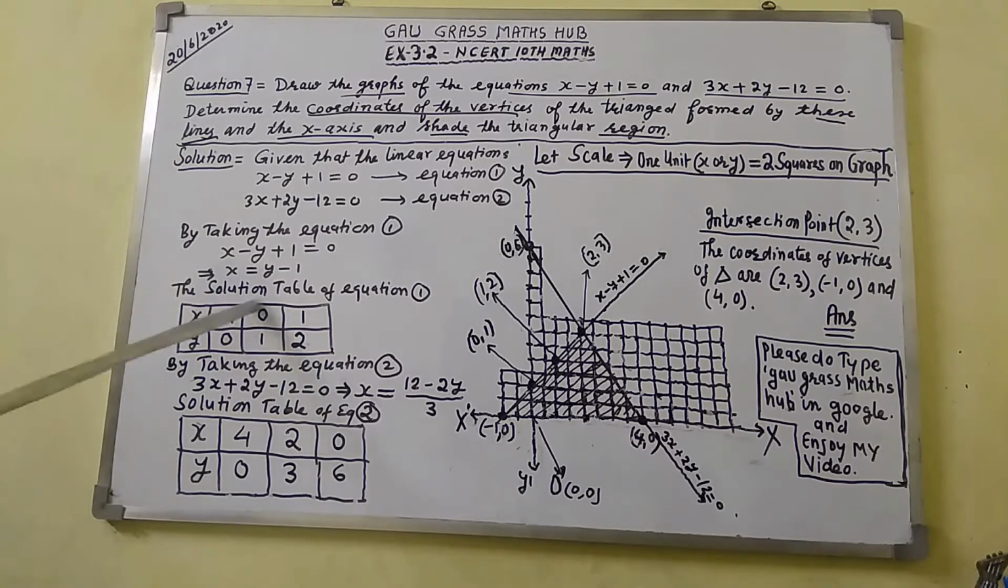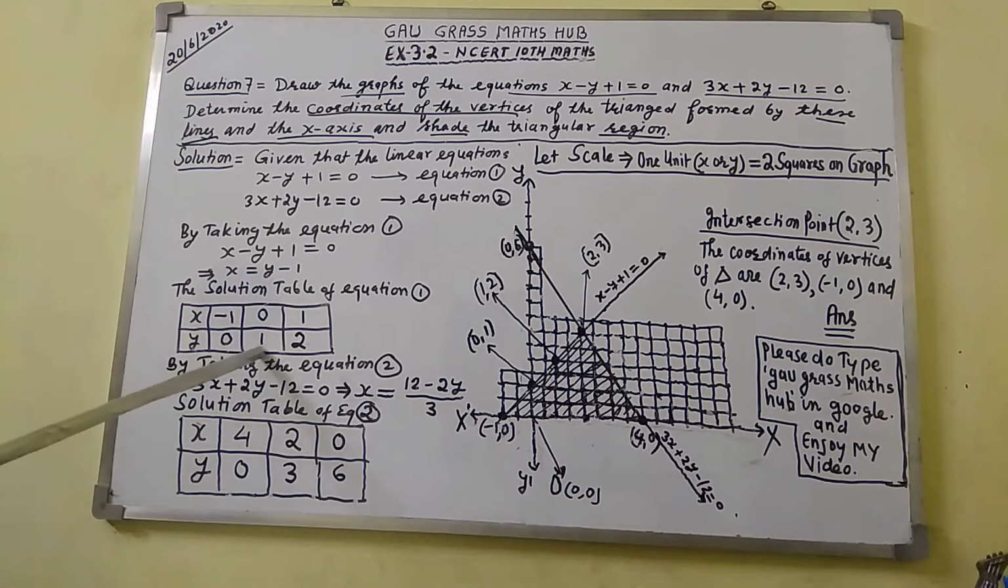Now the solution table of equation number 1. You have to make the solution table of equation number 1 like this. Here I have taken y equal to 0 as an arbitrary value. Put y equal to 0 in this equation and you will get the value of x equal to minus 1. I have put minus 1 here.